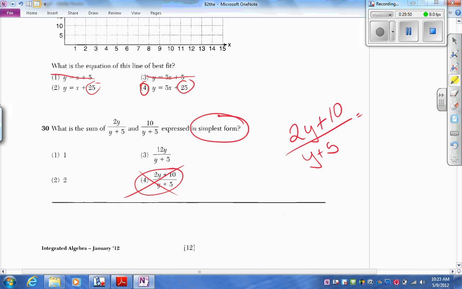Because remember, we even did this on a test a couple times. You got to take out and you got to finish. Take out a 2, I'm left with y plus 5, all over y plus 5. And then the y plus 5's cancel, and I'm left with the actual answer, which is choice 2. All right, hopefully you guys did okay.